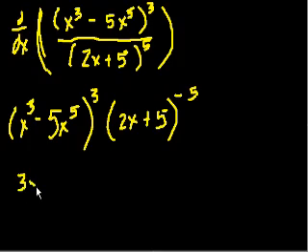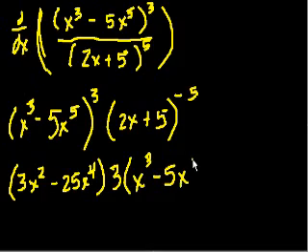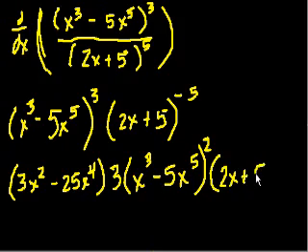That is 3x squared minus 25x to the fourth, times the derivative of the outside: 3 times this entire expression, x to the third minus 5x to the fifth, and then all of that, take this exponent down 1 to the squared, and then multiply it times this whole term, 2x plus 5 to the minus 5. And then to that, we add the derivative of this term, so plus.